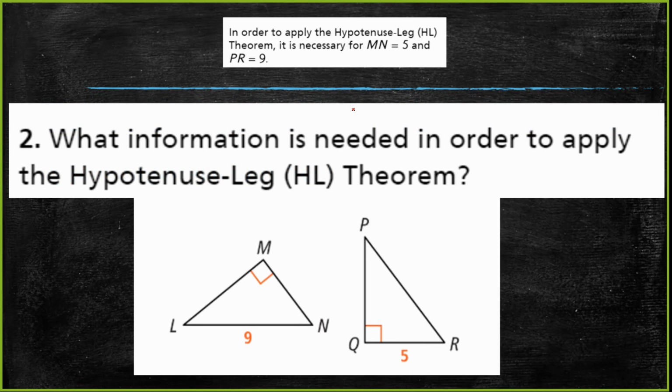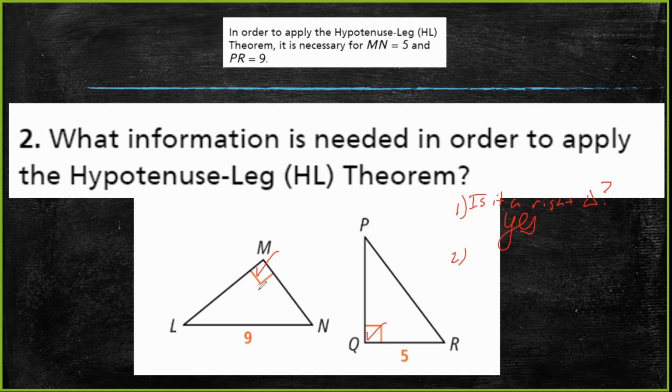So here we go. In order to apply the hypotenuse leg theorem, it is necessary for MN to be 5 and PR to be 9. Looks like we kind of have the answer here already for what we're asking. What information is needed in order to apply the hypotenuse leg theorem? Well, here we know we have 2 right triangles. So our first question is, is it a right triangle? Yes. So we have our start for our hypotenuse leg.